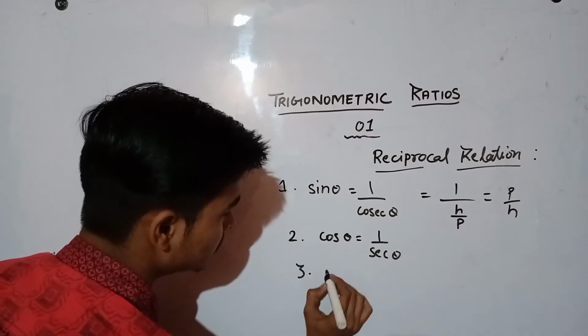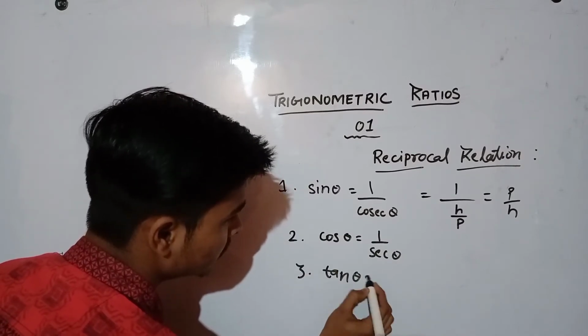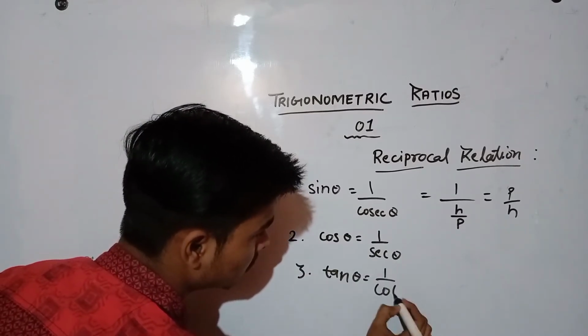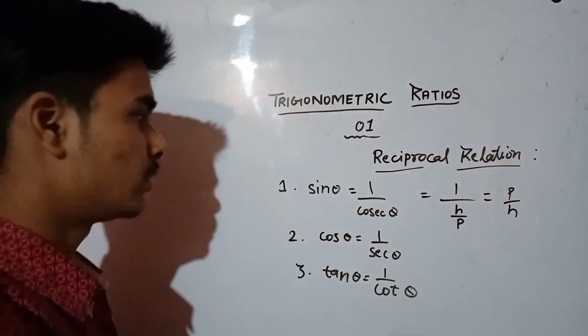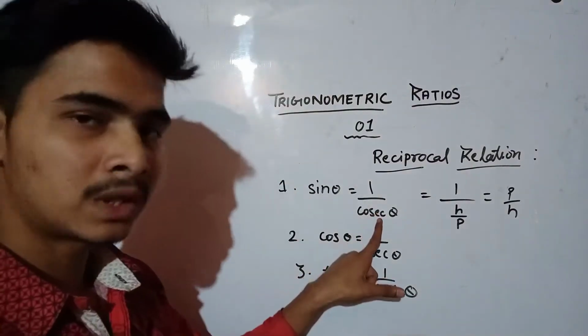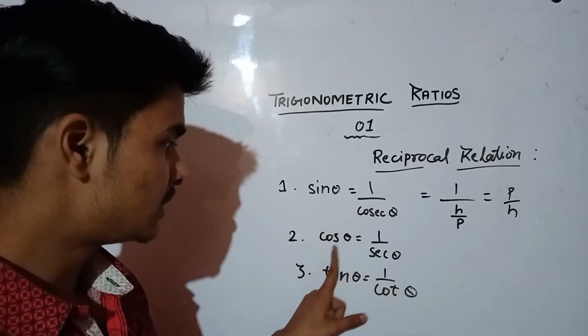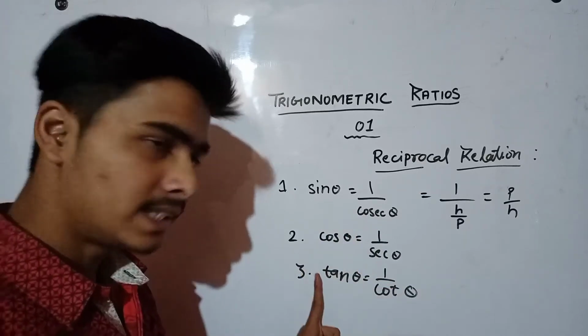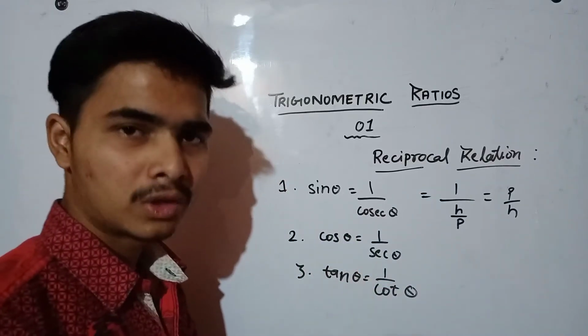And the third thing is that tan theta is equal to 1 upon cot theta. So sine theta can be written as 1 upon cosec theta, cos theta can be written as 1 upon sec theta, and tan theta can be written as 1 upon cot theta.